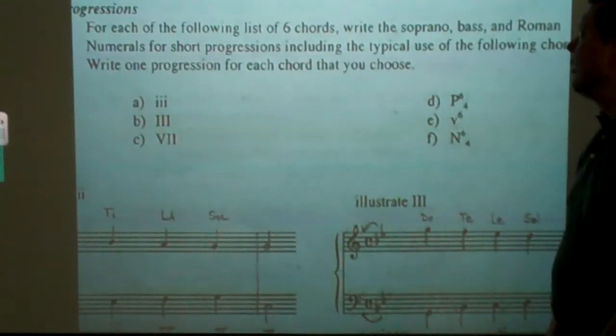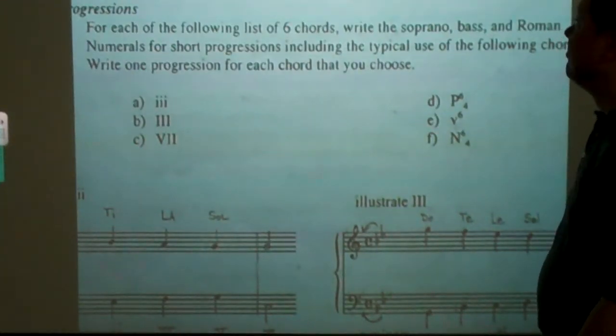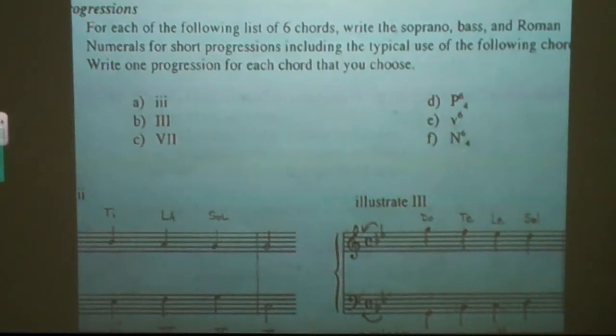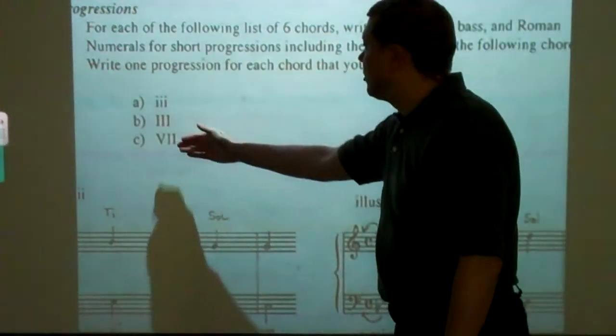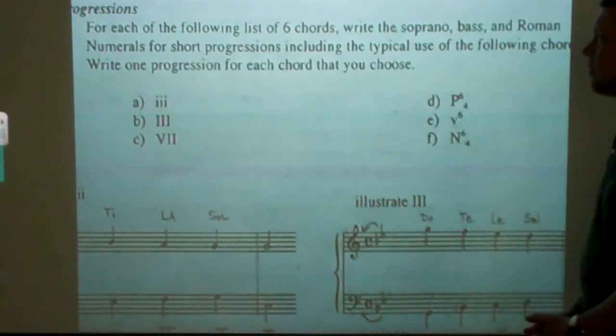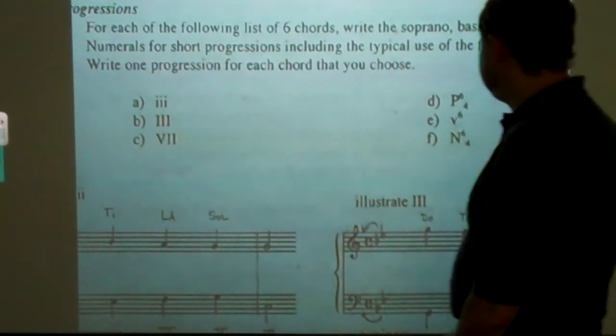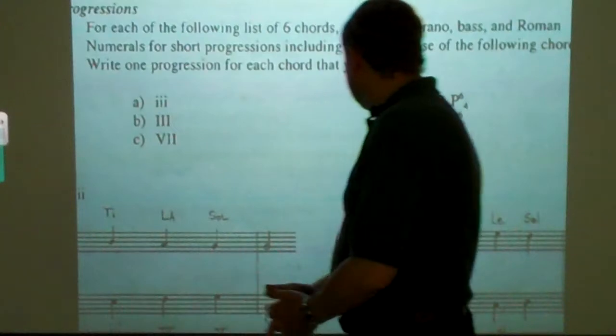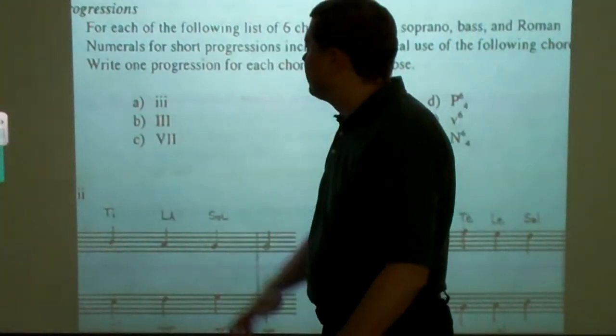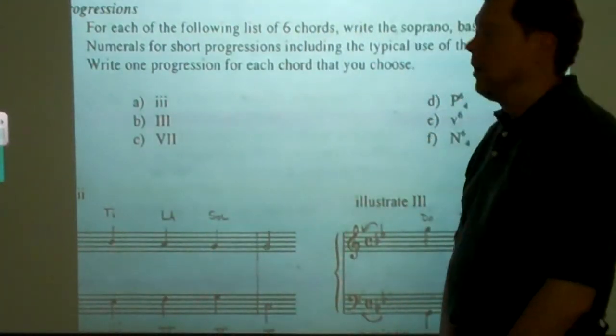So the idea on the first page of your review worksheet is to write out the soprano line, the bass line, and the Roman numerals for just short progressions that include the typical use of these 6 chords that are listed here. So write one progression for each chord that you choose, it says, and I started with illustrating the very first one there, the minor 3 chord.